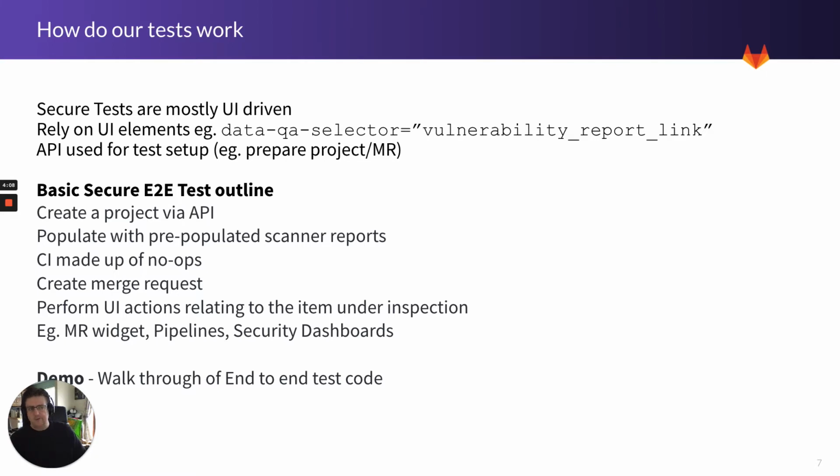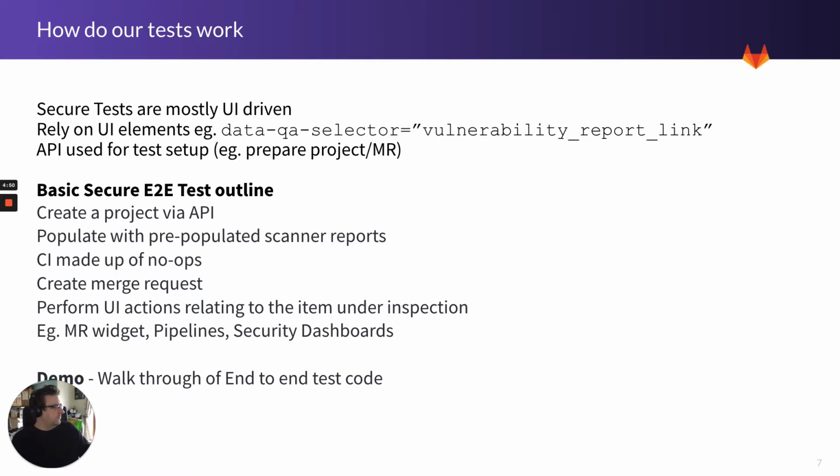A bit of a high-level step through of what a secure end-to-end test might look like. We create the project via the API. We populate it with pre-populated scanner reports. The CI within this pre-populated project is mostly made up of no-ops, and I'll touch upon this later on. We typically create a merge request where the pipelines kick off, and then from that perform UI actions relating to the item under inspection, be that the merge request widget, pipelines, dashboards, etc.